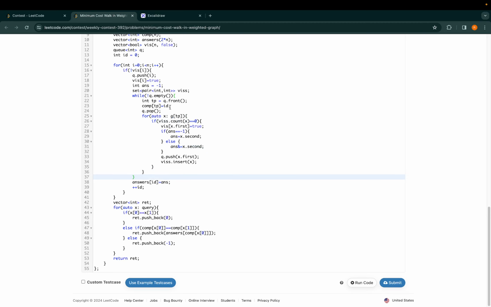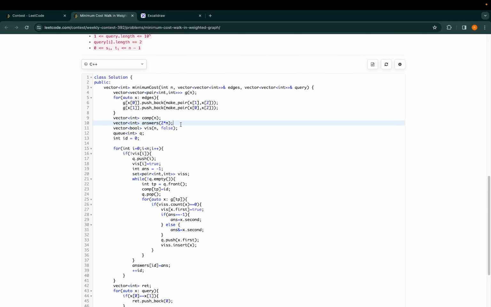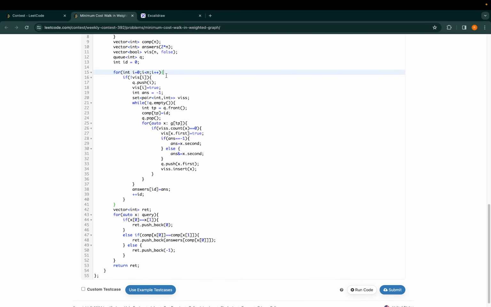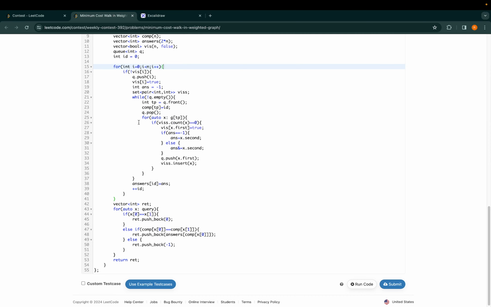And after you are done doing this BFS, we just store the answers. So basically for that component, we have to store the answer also, right? So the ID of the component was ID. So inside the answers array, which is initialized to a size of 2, I just do answers of ID equals answer, whatever the answer is. And I just increment the ID by 1 to go to the next component in the graph. So overall time complexity would be O of n log n.